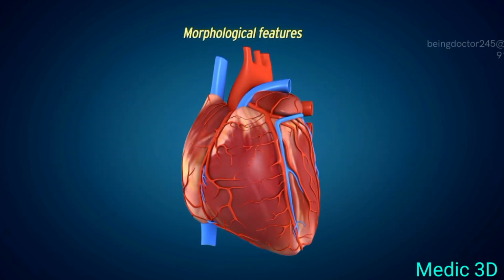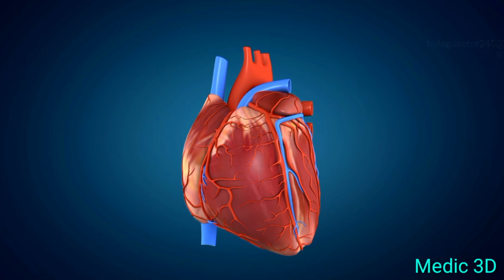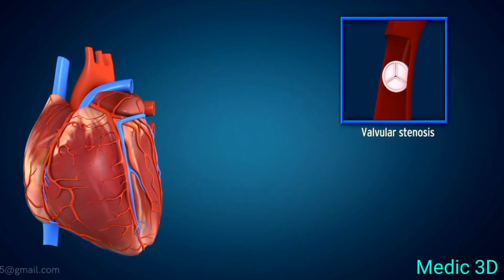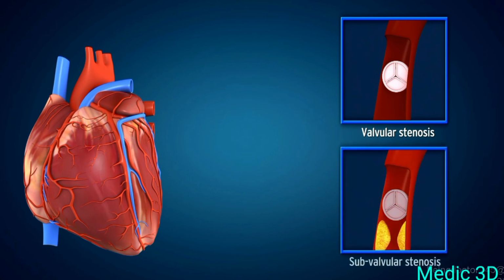Morphological features. There are three types of congenital aortic stenosis. Valvular stenosis. The cusps of aortic valve are malformed and are irregularly thickened. The valve may have 1, 2, or 3 such malformed cusps. Subvalvular stenosis. There is the presence of a thick fibrous ring under the aortic valve causing subaortic stenosis.